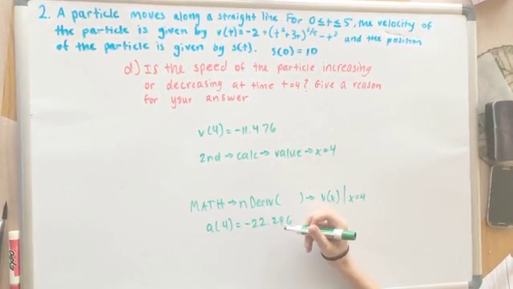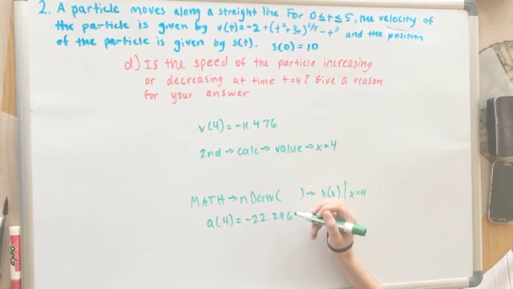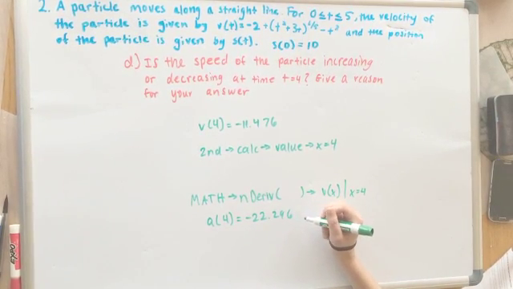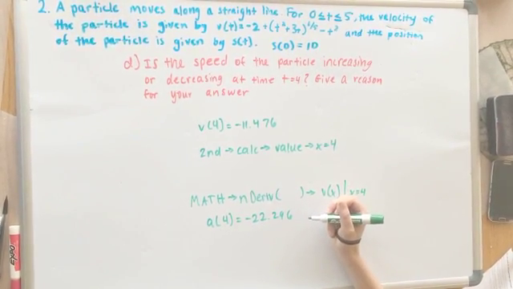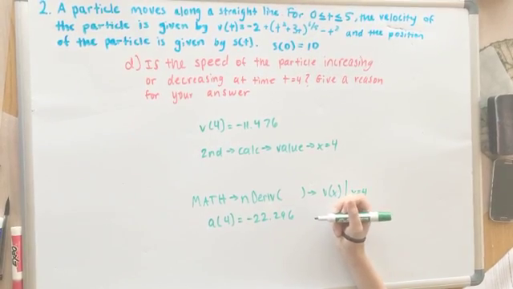So we end up getting that the acceleration at 4 is -22.296. So therefore the speed is increasing, and this is because the signs are the same.